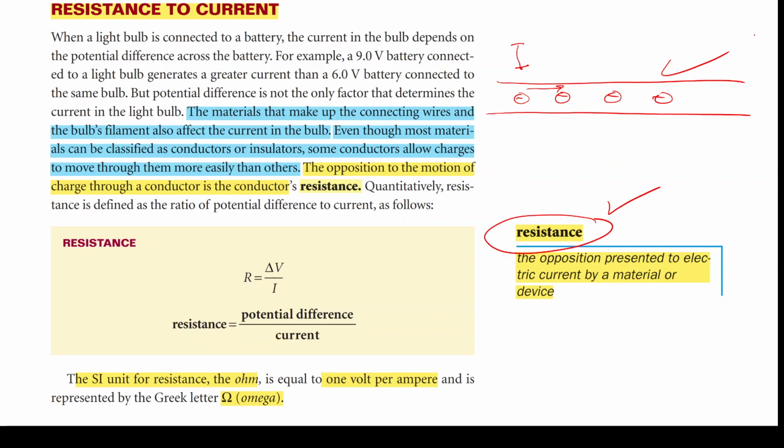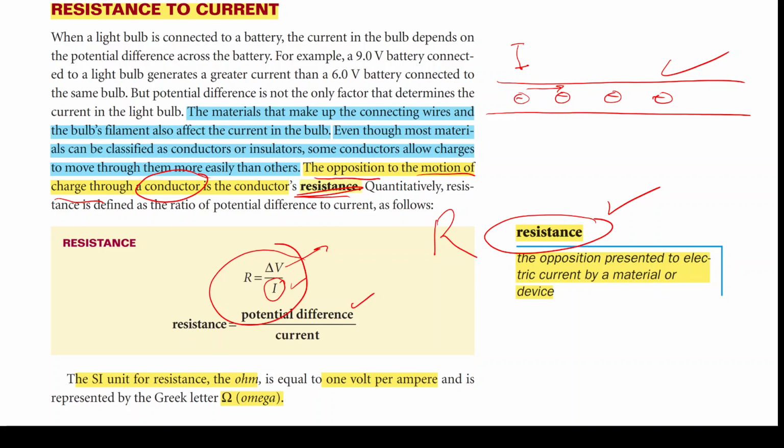So resistance is basically the opposition to the motion of the charges through a wire, through a conductor. This is what we call resistance. Very, very easy. Nothing difficult here. So we know what resistance is. The symbol for resistance is R. That's how you write it in an equation. And this is the equation for resistance. Resistance is basically potential difference, because delta V is potential difference, as you know, divided by the current, which is I. So delta V divided by I. This is your equation, resistance.